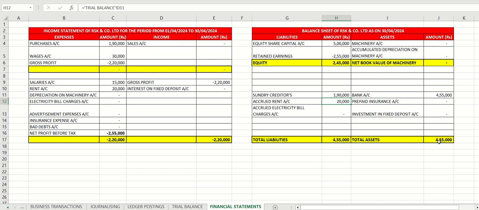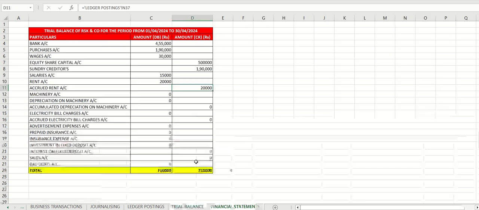The balance sheet should match up. There shouldn't be any discrepancy between the total balances shown under assets versus the total balances shown under the liabilities side. The amounts should match up. Hope this is clear. Now let's move to the next business transaction.